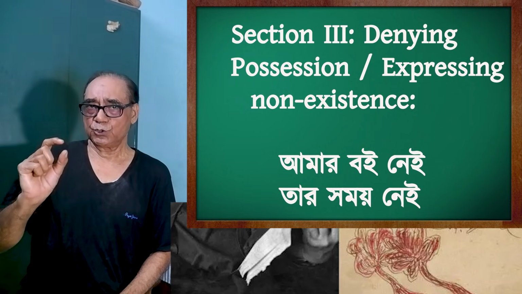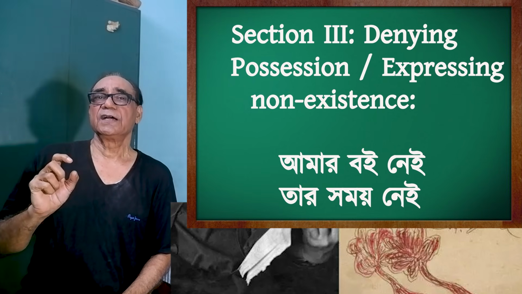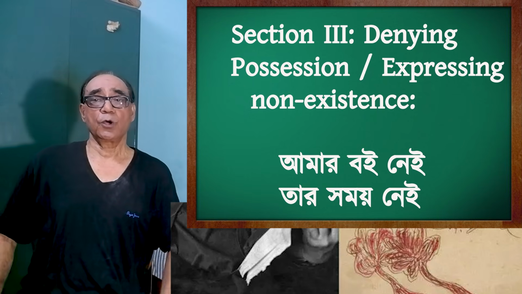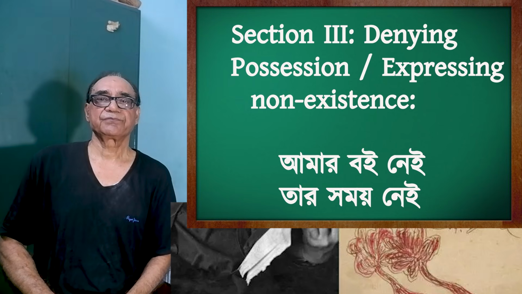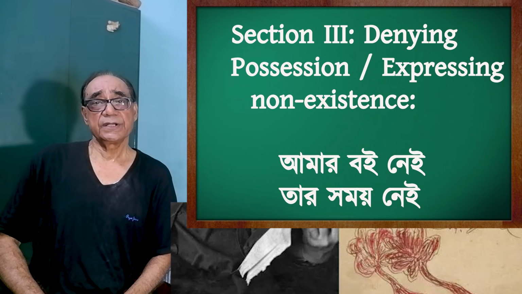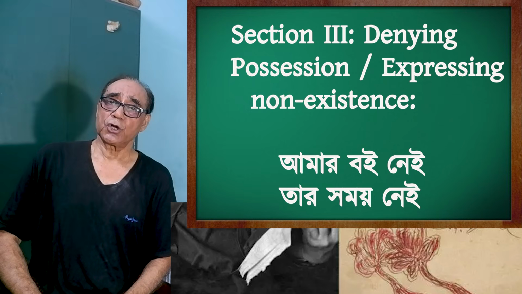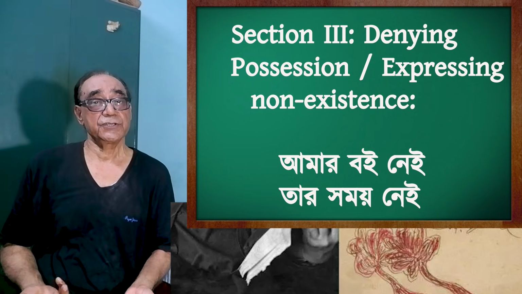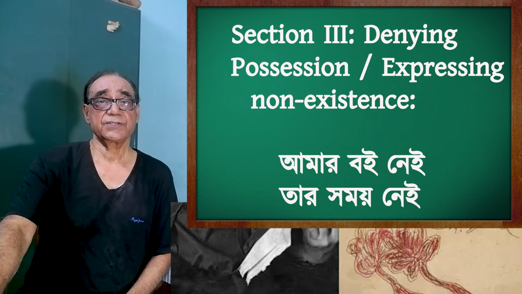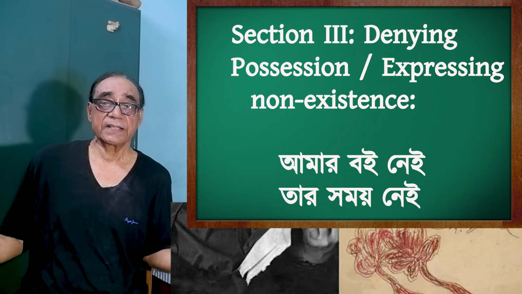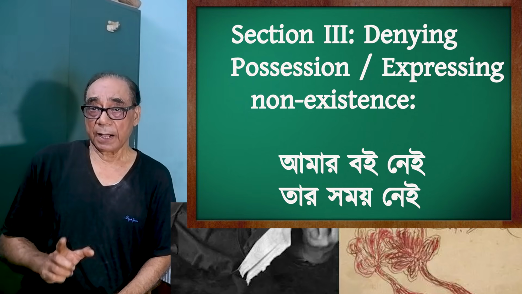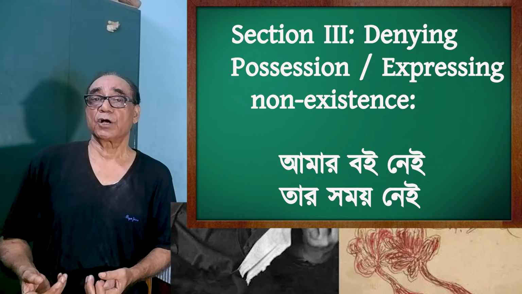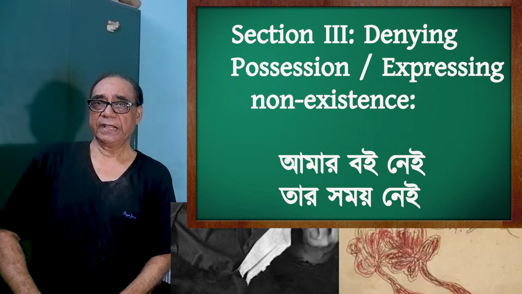Remember this one. In these two cases only, when you use don't have or something is not present, in that case, Amar boi nei, I don't have a book. Tar shomoy nei. He has no time. In Bengali it becomes tar shomoy nei. And what about non-existence? Is not here. In that case you use nei. Amar baba ghore nei, my father is not at home. You just use nei. Ekhane keu nei. Nobody is here.